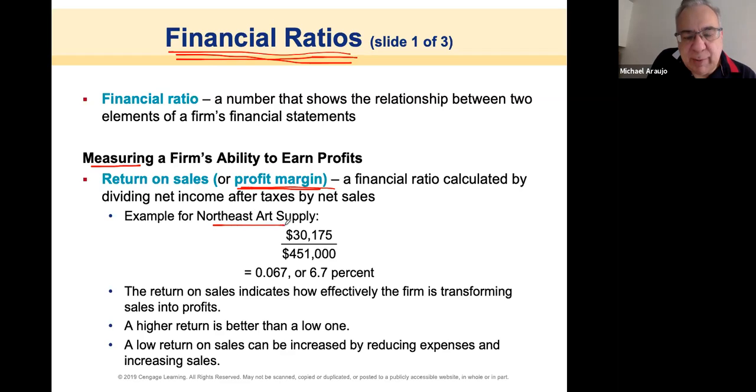So for Northeast Art Supply, they made a $30,000 profit on $451,000 of sales. So they sold $451,000 worth of stuff. After they paid all of their expenses, what was left for them was $30,000. So that means that they have a 6.7% return on sales, or a profit margin. For every dollar they collected from the customer, roughly 6 to 7% of that, almost 7 cents of that dollar, is going to be their profit after they pay all of their expenses.